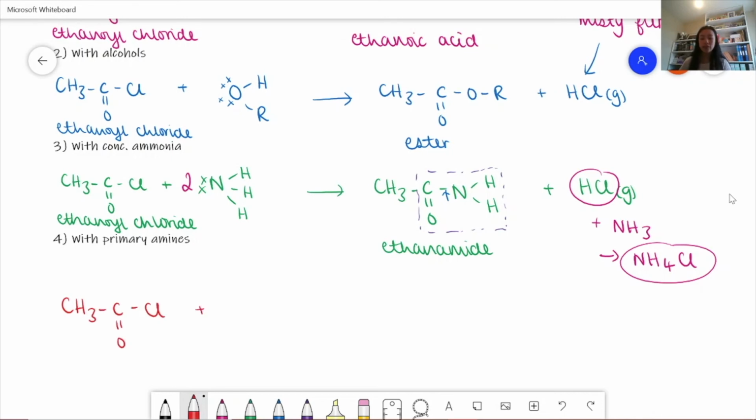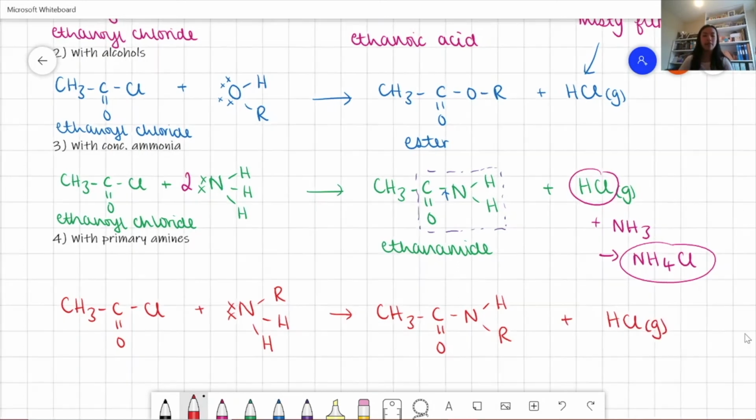And we're going to react it with an amine, so a primary amine. So we're going to have an R group, a hydrogen and another hydrogen. And again, the nitrogen has a lone pair to donate to the carbon. And what we form is CH3, C double bond O, and then N, and then H, and then R. So again, we have the chlorine being substituted out by the nitrogen, so we form a bond between the carbon and the nitrogen, and then one of the hydrogens of the nitrogen will then be removed as well. And so again, we form HCl.